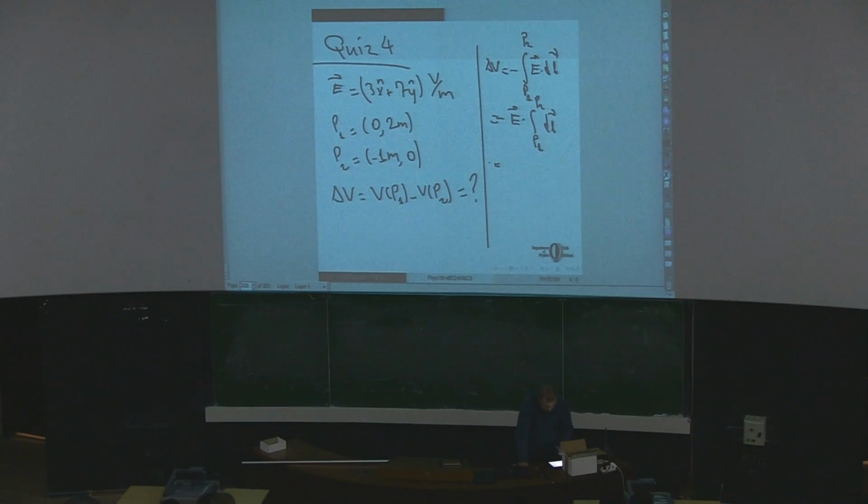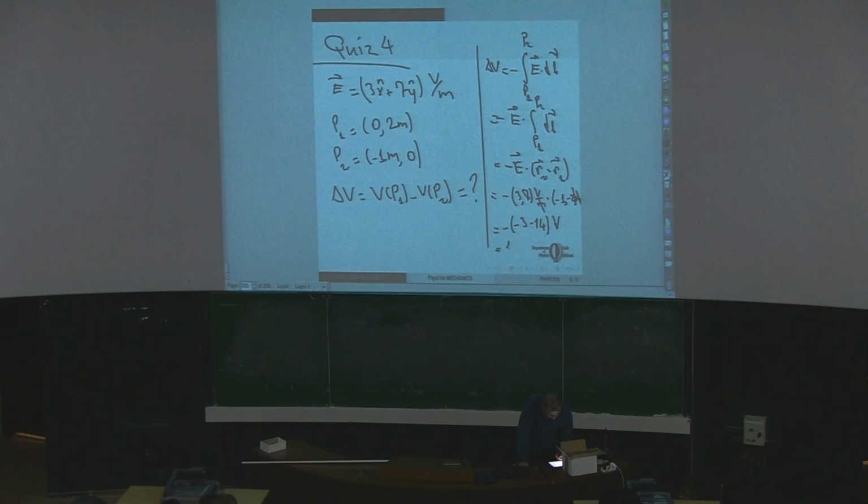You can just imagine any path you like. This will be just E dot (R2 minus R1), R being the position vectors of these points. This will be minus, well, the electric field is 3 and 7 volts per meter, times R2 minus R1, which is minus 1, minus 2 meters. The meters will just cancel. So this will be minus 3, minus 14 volts.